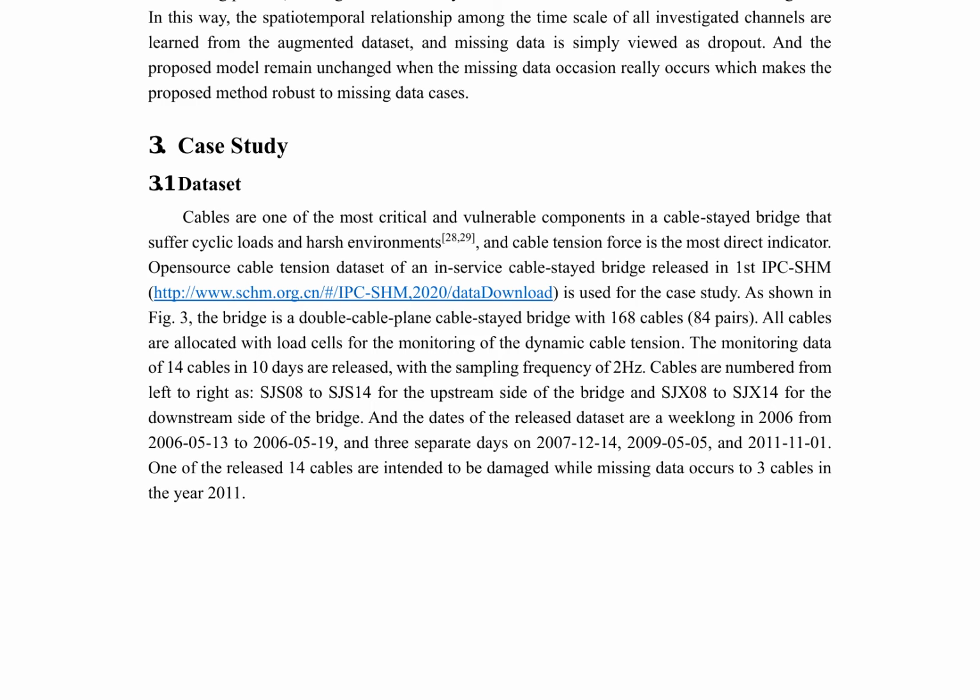data cases. The case study utilizes an open-source cable tension dataset from an in-service cable-stayed bridge. The dataset consists of monitoring data from 14 cables over 10 days, with a sampling frequency of 2 Hz. The proposed model is evaluated on this dataset, with one of the cables intentionally damaged and missing data occurring to 3 cables in the year 2011.